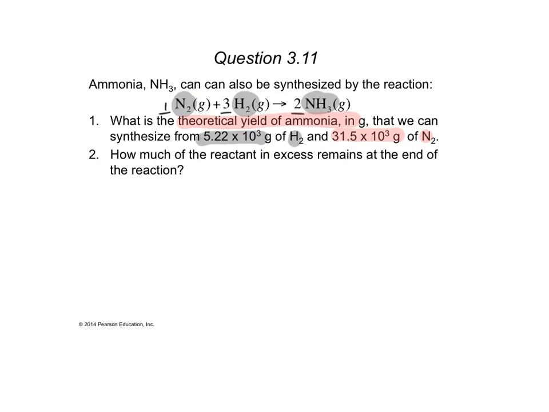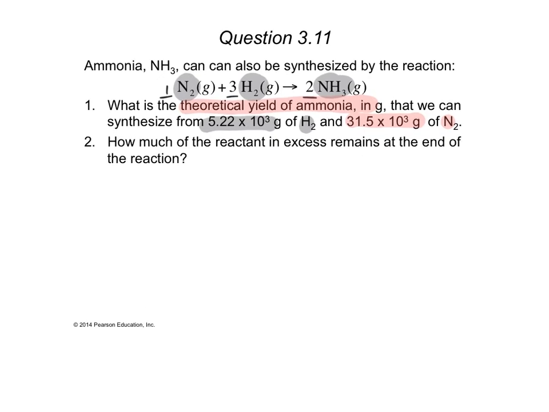Okay, so we'll go ahead and start with question number 1. I'm going to rewrite the equation down here. We've got nitrogen combining with 3 hydrogen to make 2 ammonia.